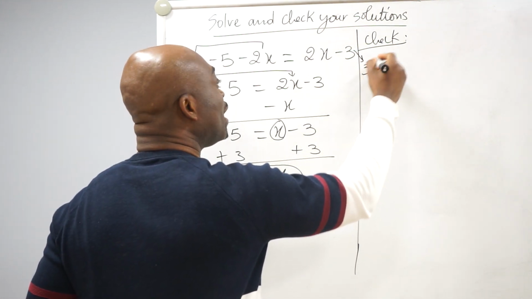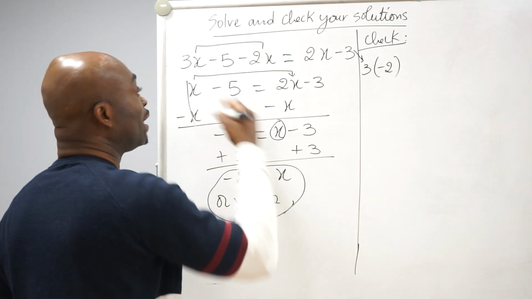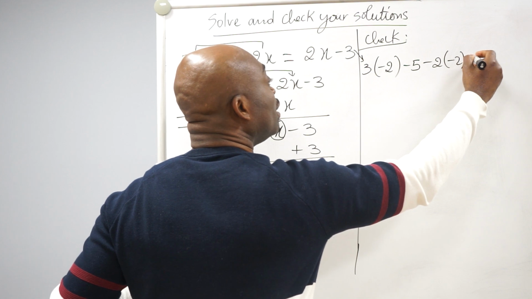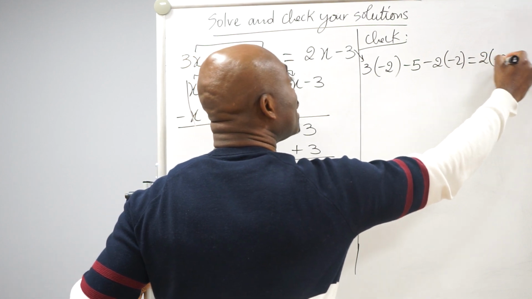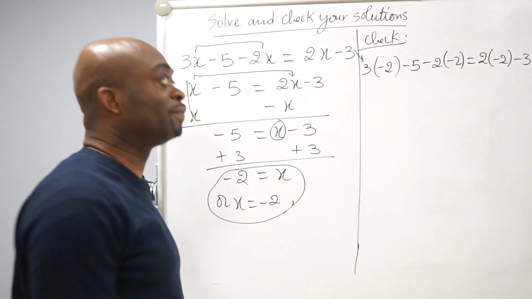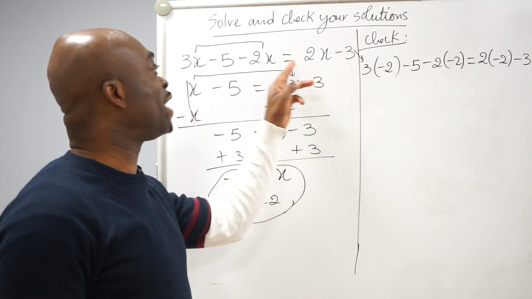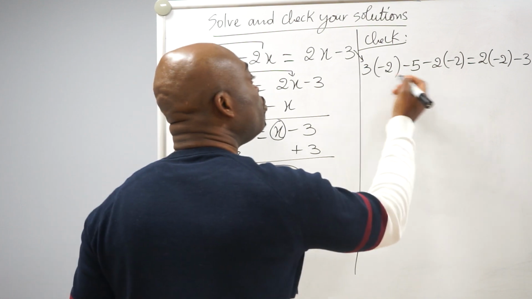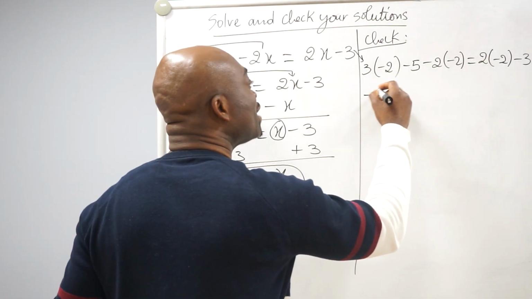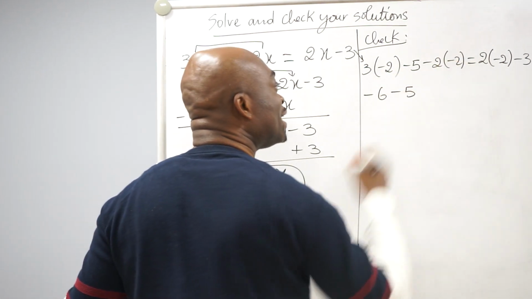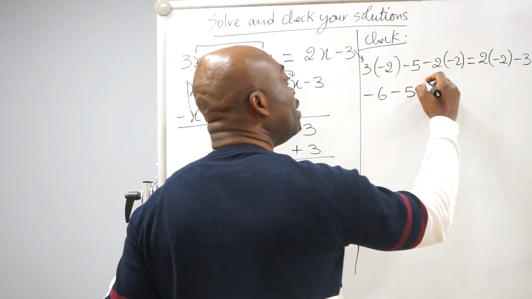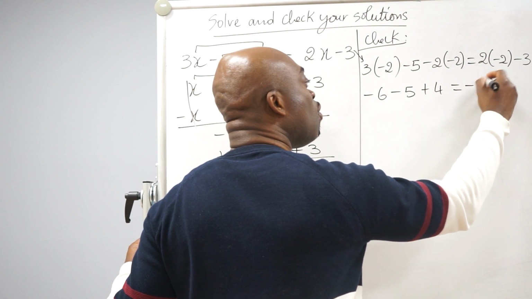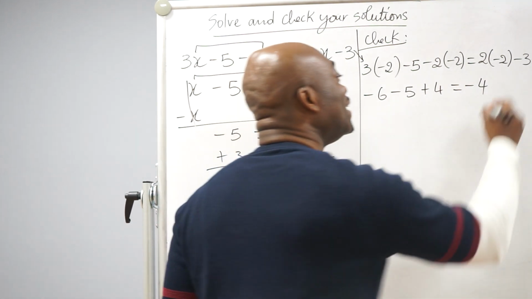So we have 3 times negative 2, and then minus 5, equals 2 times negative 2 minus 3. Basically, that's all we have. So everywhere we have x, negative 2 goes there. That's it. And then we can combine now. 3 times negative 2 is negative 6 minus 5. Negative 2 times negative 2 is going to give us what? Positive 4. And then this is equal to what? 2 times negative 2 is negative 4. Are we all good so far? And then negative 3 here.